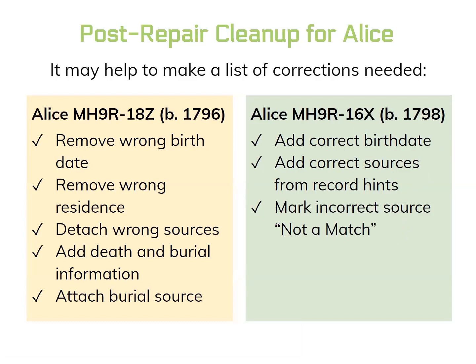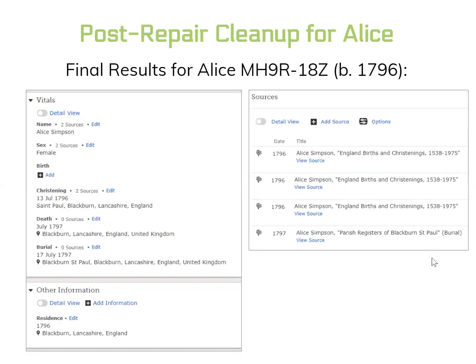Like those cooking shows where somebody throws something in the oven and then fast forward, we're just going to take it out of the oven. That's what's going to happen here. We have now magically made all these corrections on the record. And let's look at how Alice 18Z ended up.